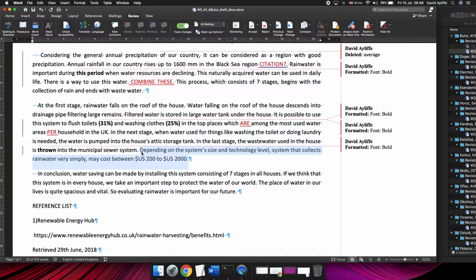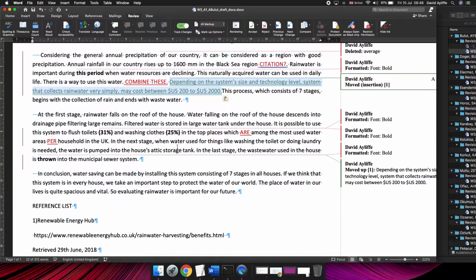And this... Oh, this should be up here. No. And again, we probably need... No, okay. A citation? Maybe we don't need a citation here. In conclusion, very nice. Water saving, if we think this system. So evaluating, okay, and we can make that one sentence. Water saving can be made by installing this system consisting of 7 stages in all houses. If we think that this system is in every house, we can take an important step to protect the water of our world. Very nice, very nice.